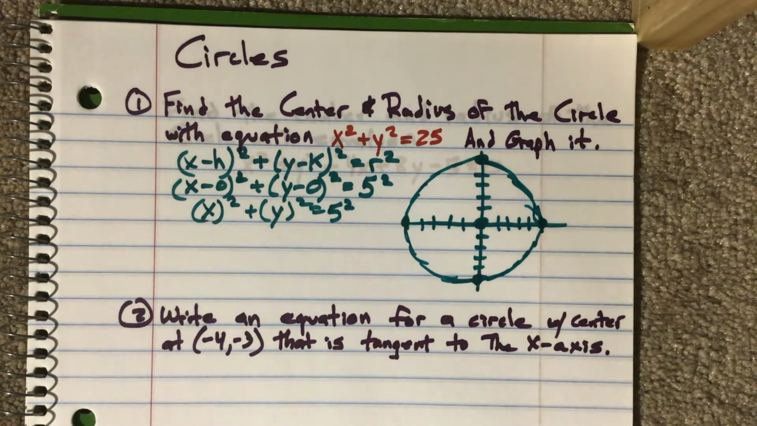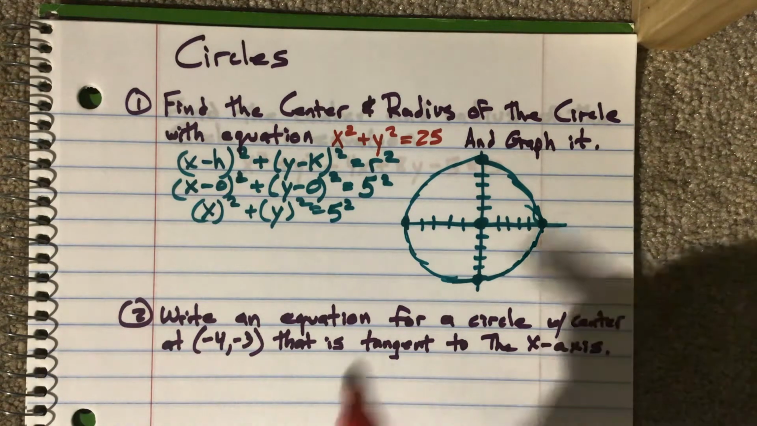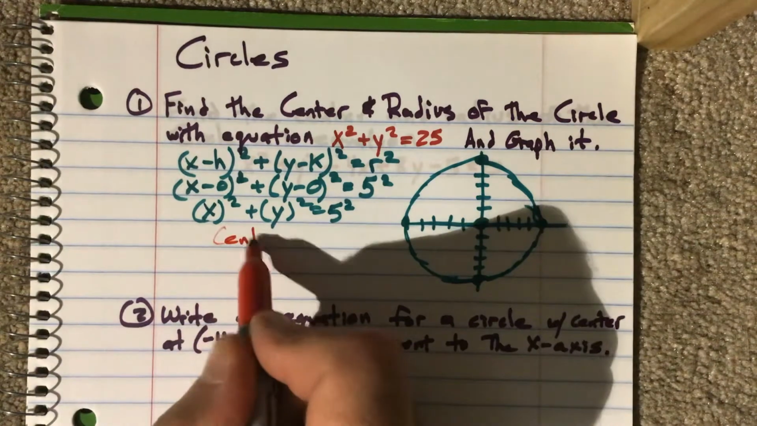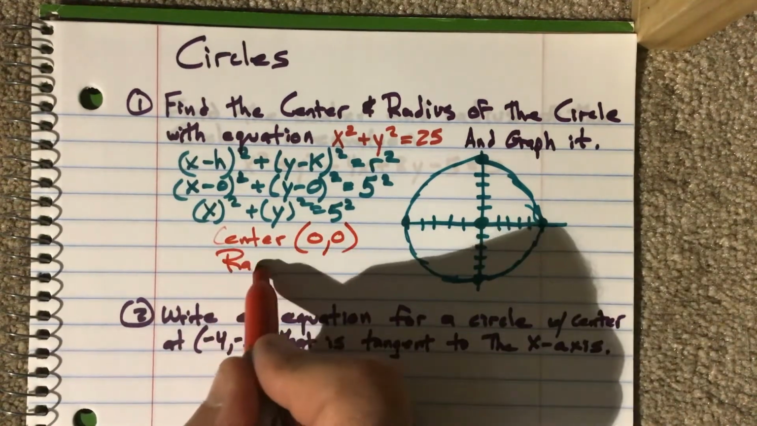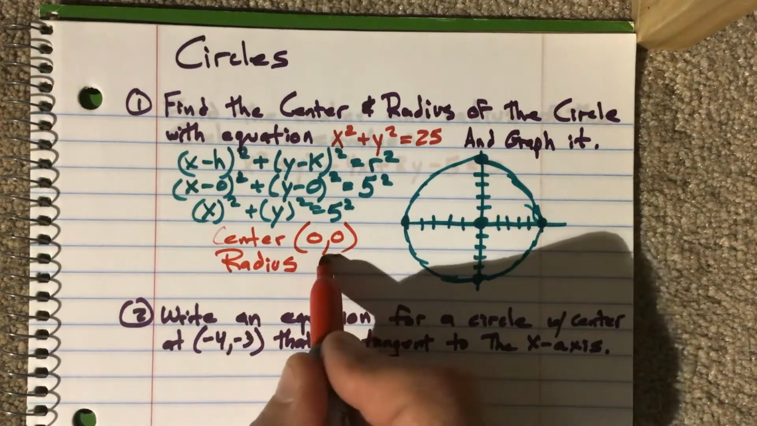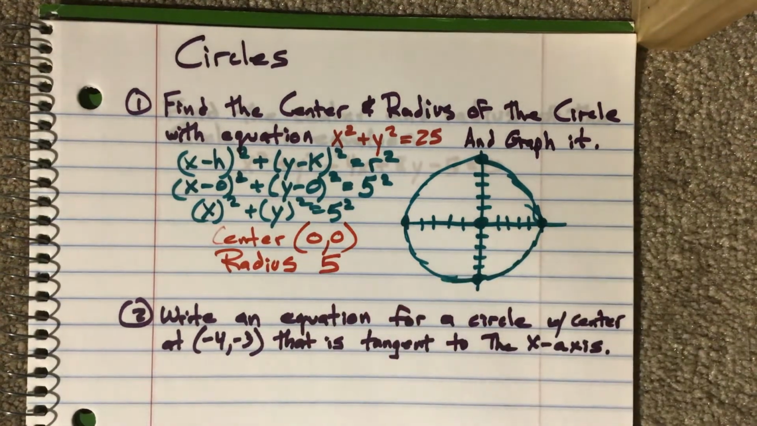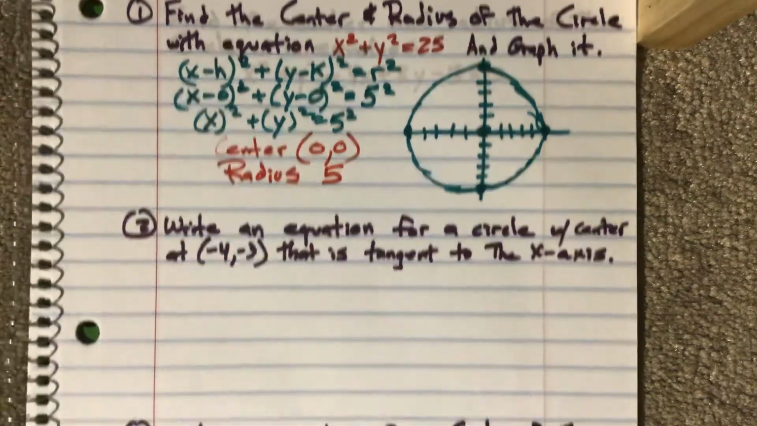And that's it. So that's the center and the radius of a circle that has that equation. The answer would be written like this: center (0, 0), radius 5. Okay, so that's example number 1.